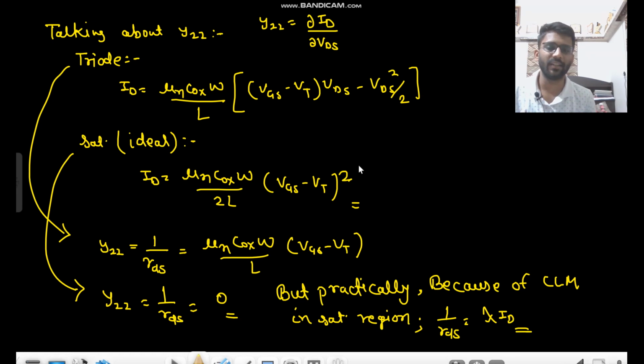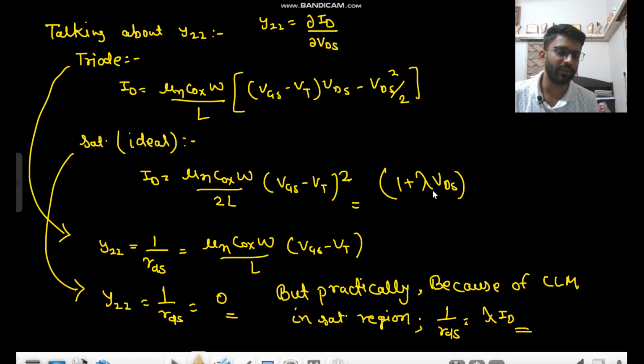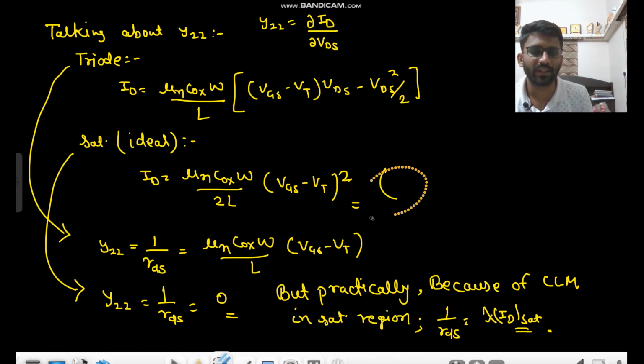We have seen the derivation, right? In this derivation, we will just have 1 upon lambda VDS here. Then you take del ID upon del VDS, and you will get lambda into this current, lambda into ID. So this is the RDS value that you should remember, and in most physics we have seen that. So no need to see the derivation here.